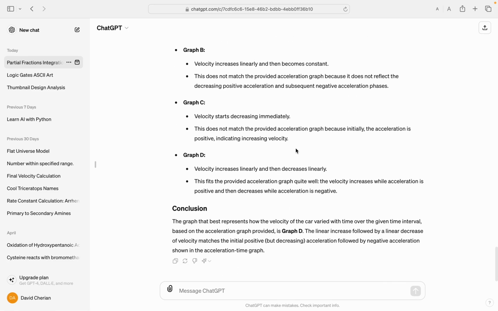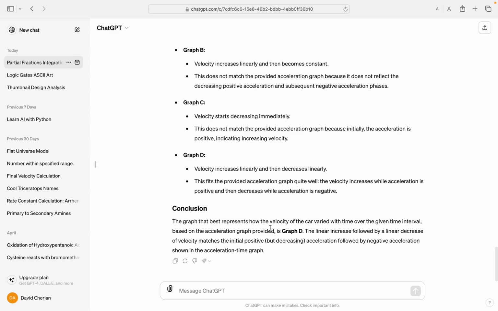Good. The conclusion is that the graph that best represents how the velocity of a car varies over time, based on the acceleration graph provided, is graph D, the linear increase followed by linear decrease. Okay, so this is not the right choice. It's not graph D, it's actually choice graph A.